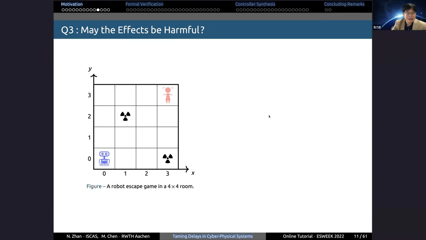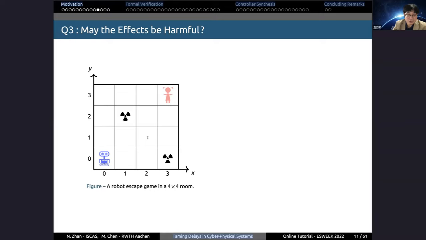So let's discuss the last question. May the effect be harmful? Let's consider a more concrete example. Let's consider a robot which runs in a 4x4 square room, like the picture here. Each time the robot can move in the room, left or right, up or down, okay?